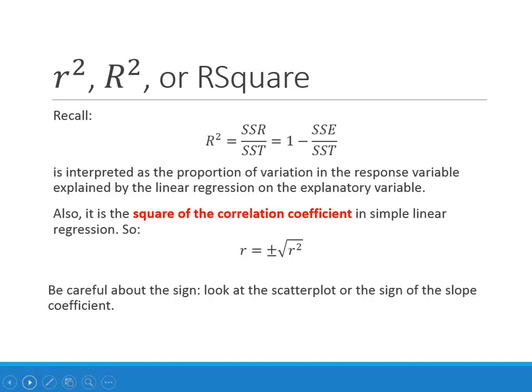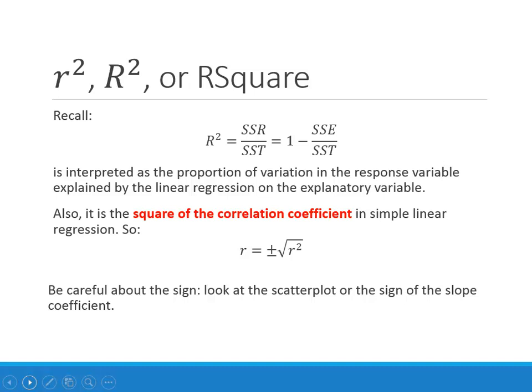Correlation, we use the lowercase r. R squared is the correlation squared. Simple as that. So if you know what r squared is, and you're asked to give the correlation, then you can take the square root of r squared. But remember, correlation can be positive or negative, so be a little careful about the sign there.